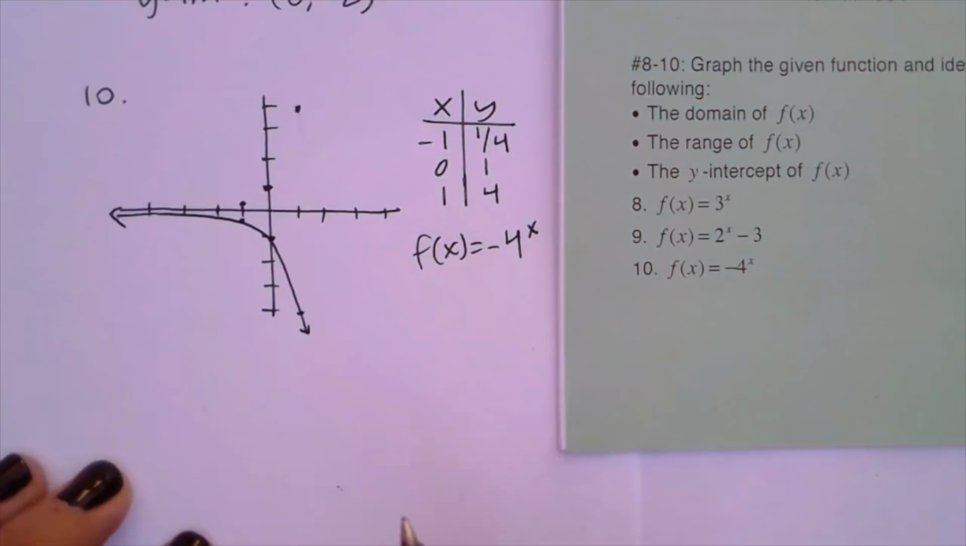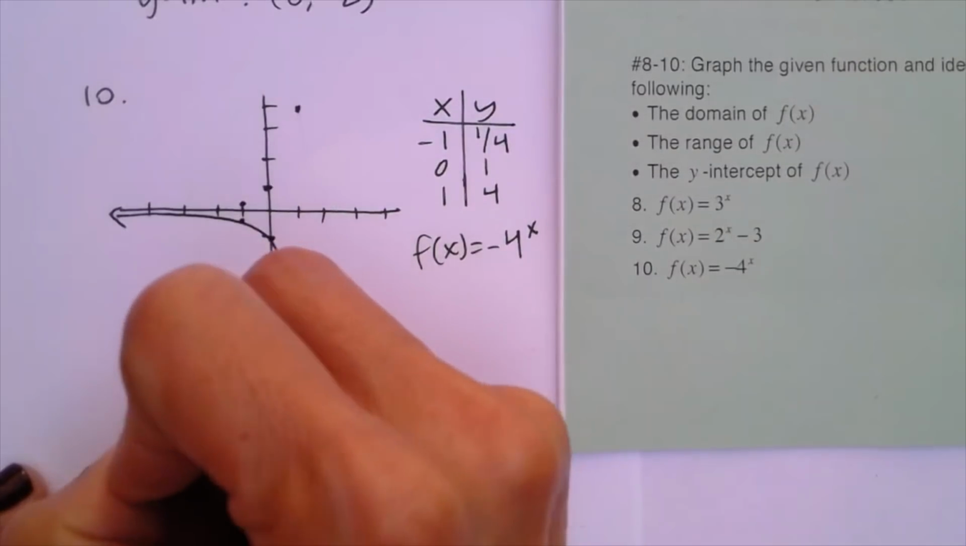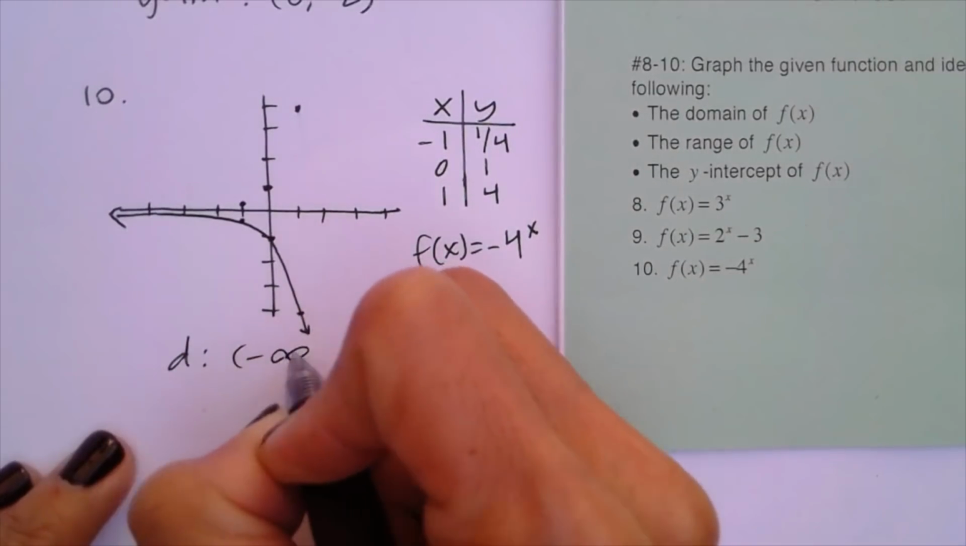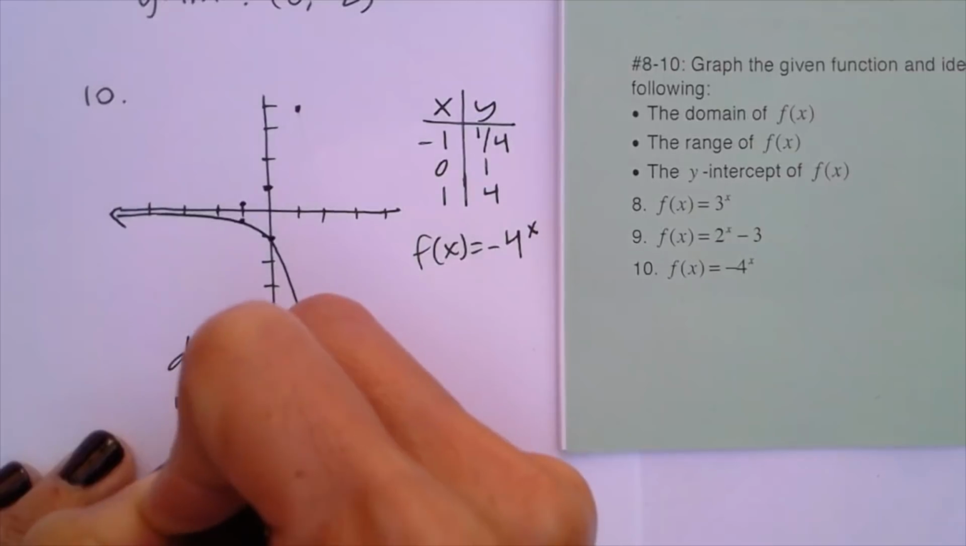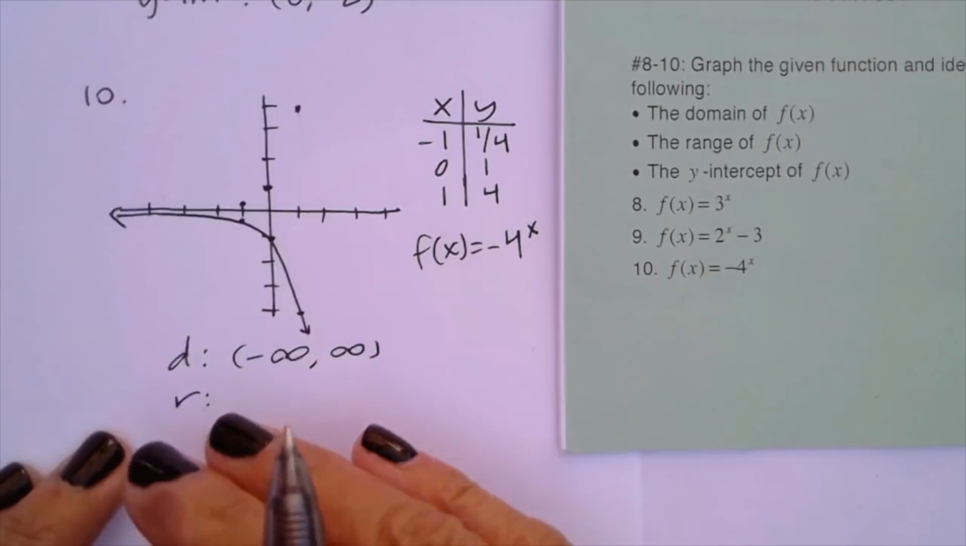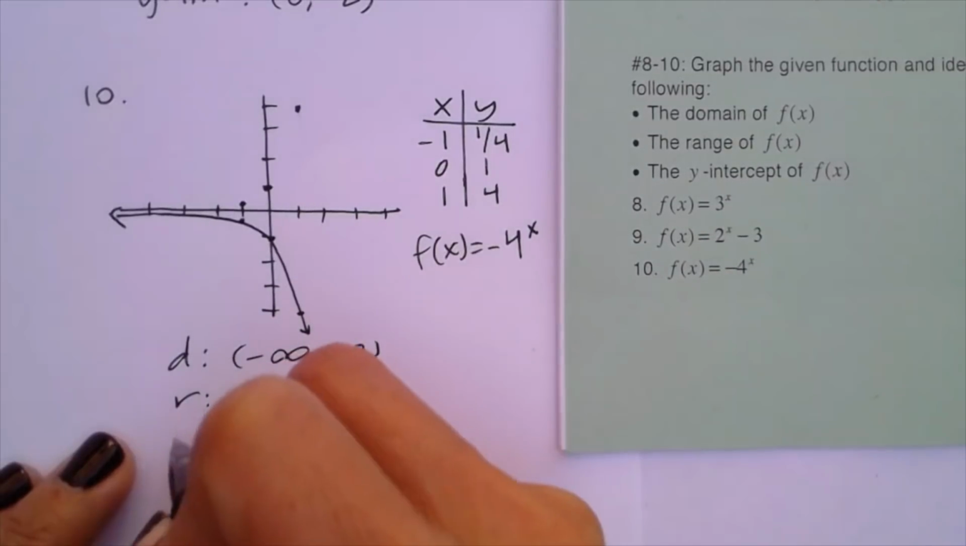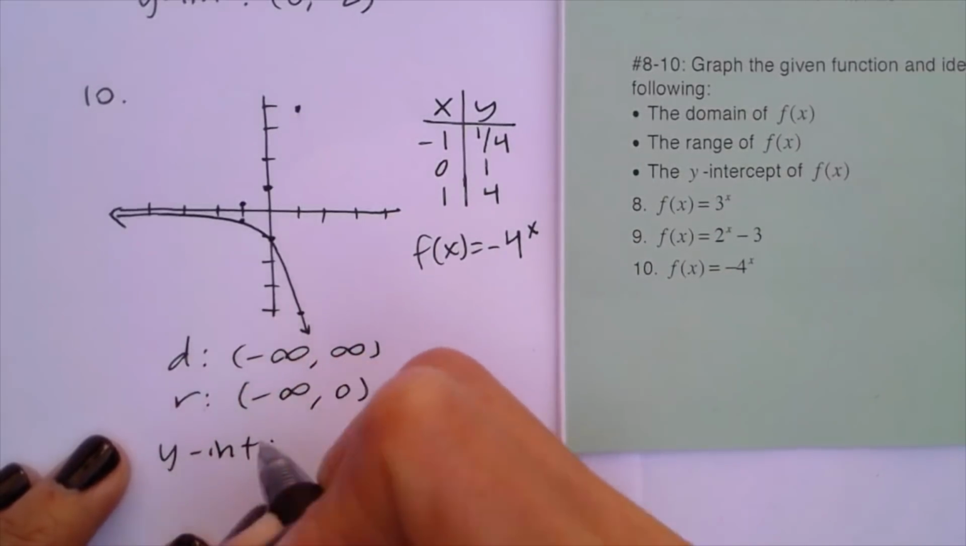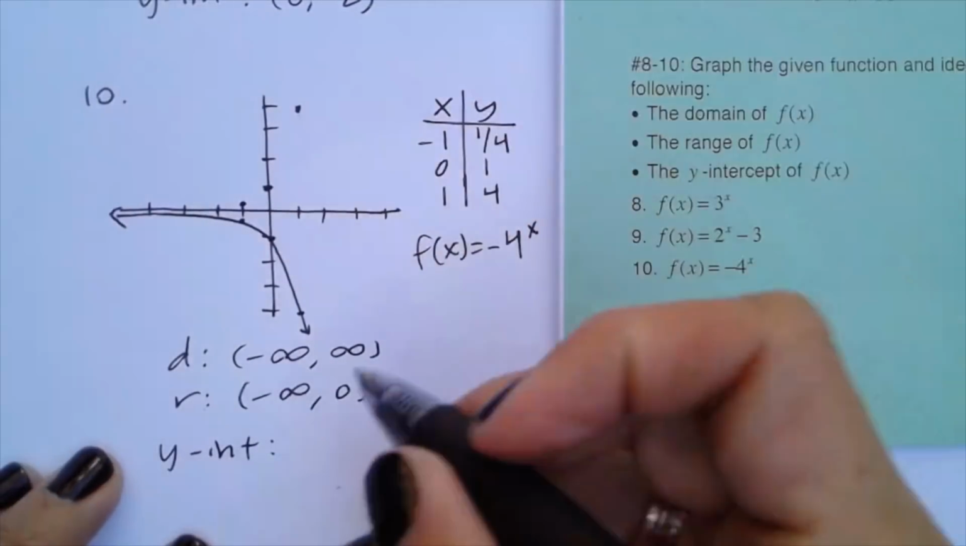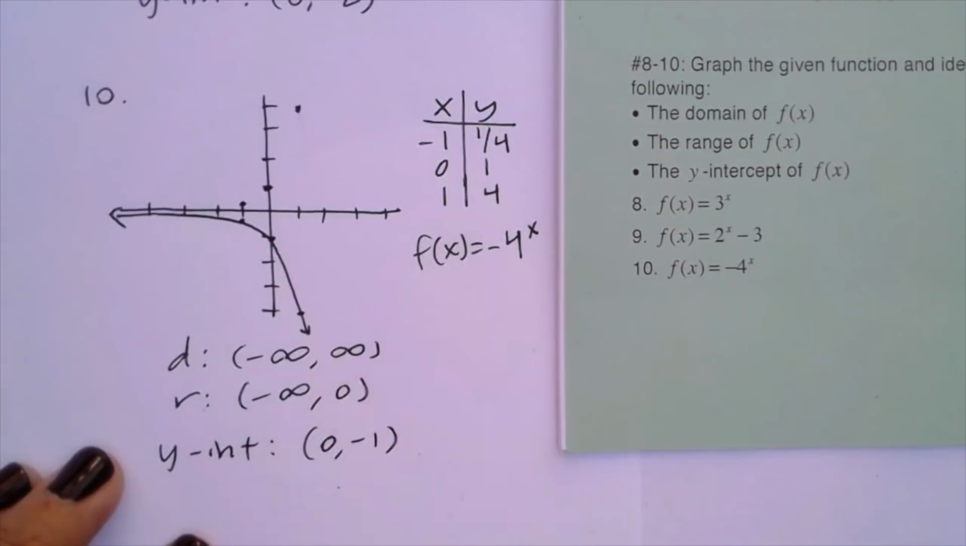So there's your graph, -4 to the x. So domain is still all real numbers. Your range this time, the graph is going down. So your range is going to be -infinity up to 0. And then your y-intercept is this point right here, 0, -1.